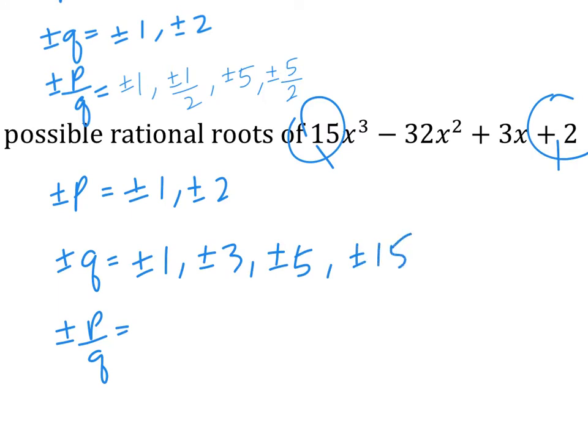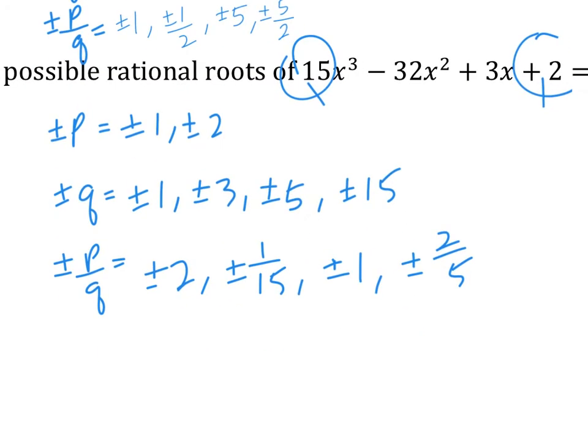Okay, the combination is a lot, right? Every one of p goes with 4 q's. All right, so go ahead and find p over q and reduce if possible, because sometimes they do repeat. Iris, give me one. Plus minus 2. Sally, give me another one. 1 over 15. Tiffany, give me another one. Plus minus 1. Okay, Aaron, give me another one. Plus minus 2 over 5. Okay, Junior, give me another one. 2 over 15. Okay, Nicole, give me another one. 2 over 3.